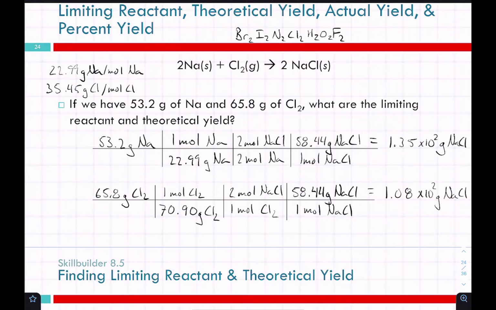So chloride would be the limiting reactant. Yeah. Chlorine is going to be our limiting reactant. And what's our theoretical yield? Yeah, the 1.08. So this is our theoretical yield.